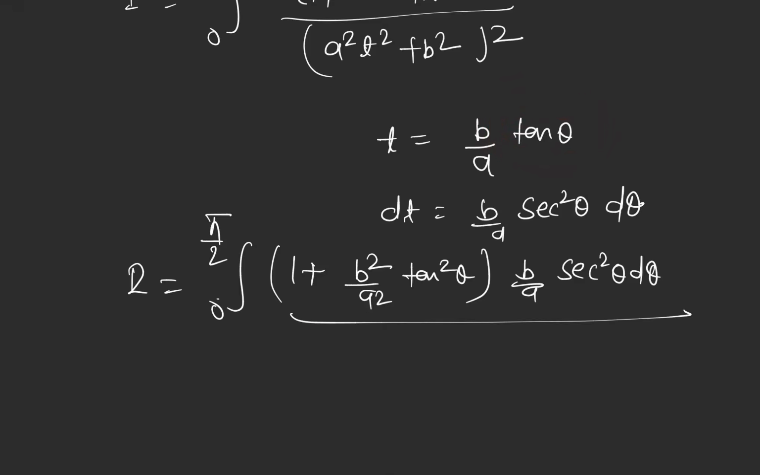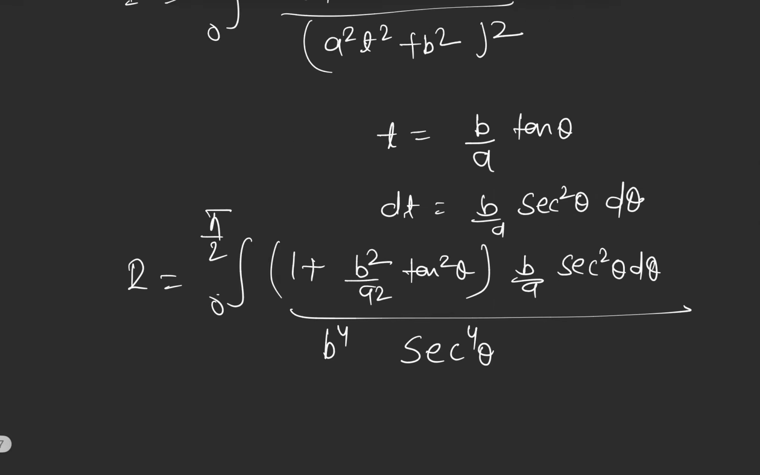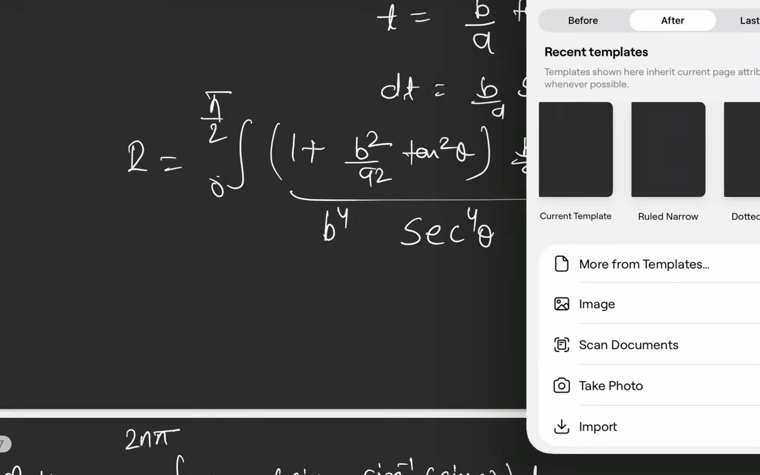Okay, so b power 4 will come outside. 1 plus tan square theta, 1 plus tan square theta times sec square theta, and a total sec power 4 theta will get formed in the denominator. So it is what actually, wait a minute, I'll add one page extra.